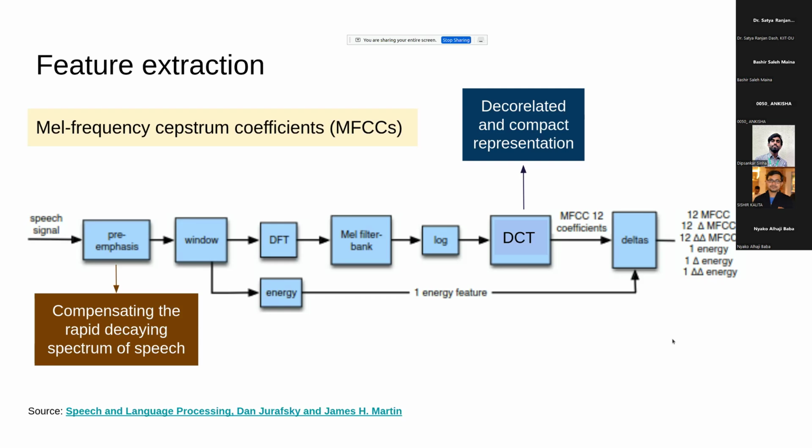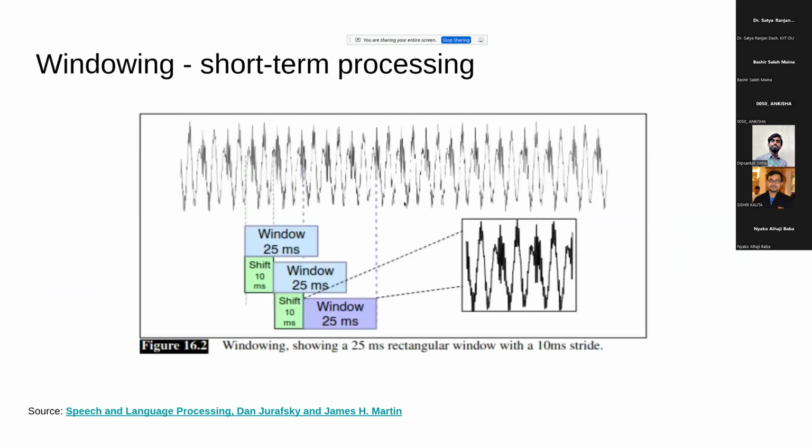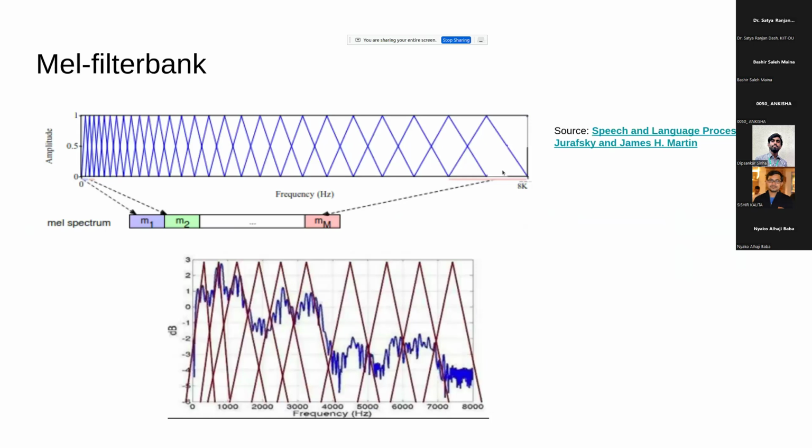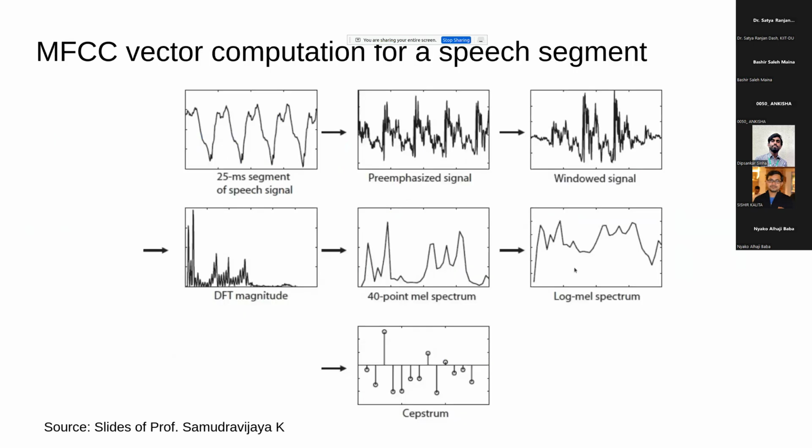Before this deep learning era, when we were not able to use the speech signal directly, MFCCs were a very efficient way of building these systems. We do some windowing and all, then the mel filter.